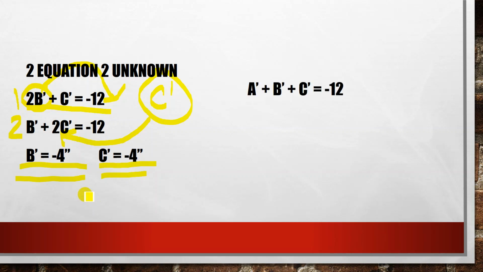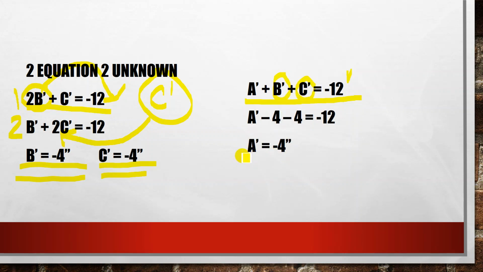So, balik po tayo dun sa sum ng errors. So, A prime plus B prime plus C prime is equal to negative 12 seconds. So, A prime minus 4. Yung 4 po ay yung B prime. So, yung 4 na isa ay kay C prime. So, magkakaroon ng value si error na A prime na negative 4 seconds.